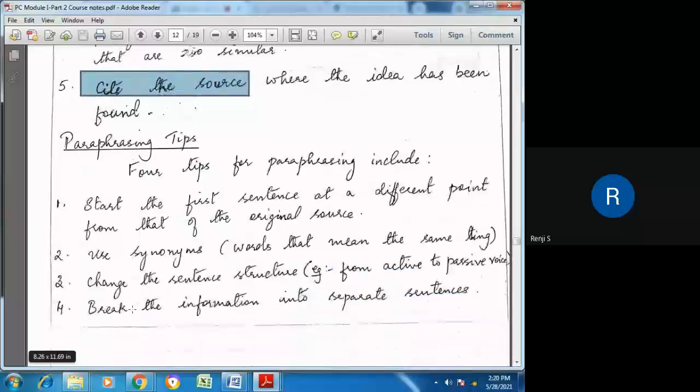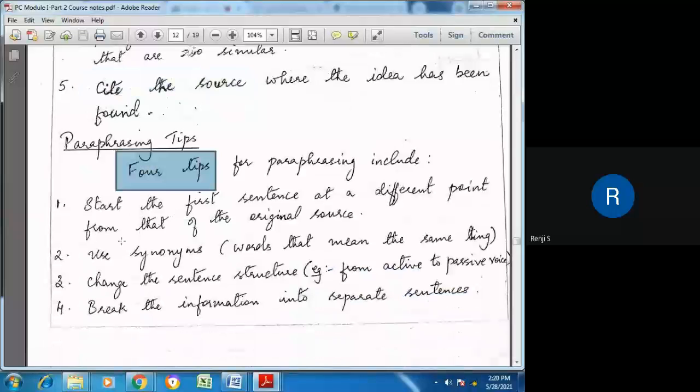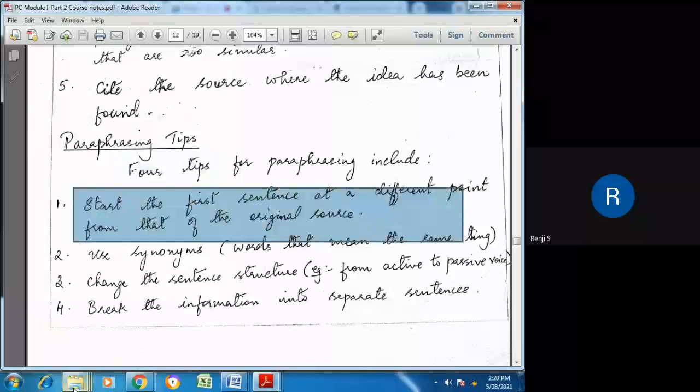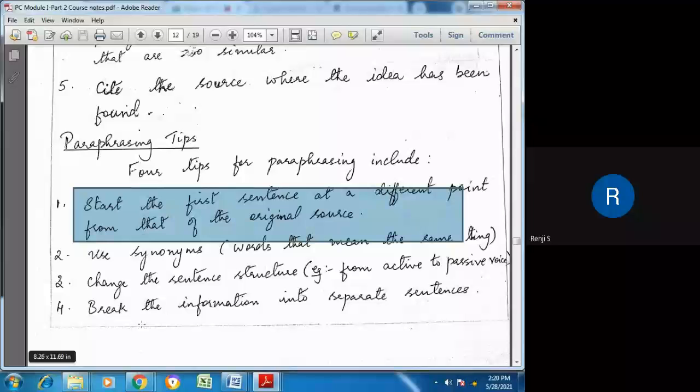Now, what are the tips for paraphrasing? There are certain tips that you could follow when you are paraphrasing. There are 4 tips usually followed while paraphrasing. The first is to start the first sentence at a different point from that of the original. When you start a sentence just like the original text, it is easily understood that you haven't changed anything. So just start the first sentence from a different point from the original source.